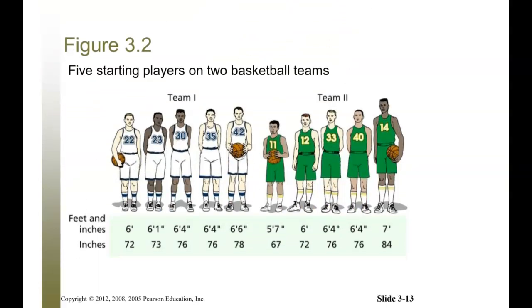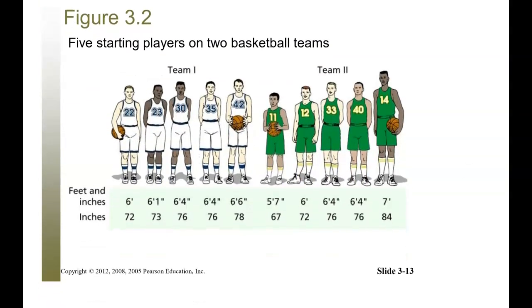So here's what team 1 might look like, and here's what team 2 might look like. Notice they both have the same mean, median, and mode. But team 1 is all right around that 76, 75. They're all basically the same height. What do you notice about team 2?